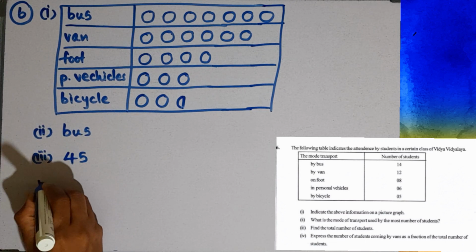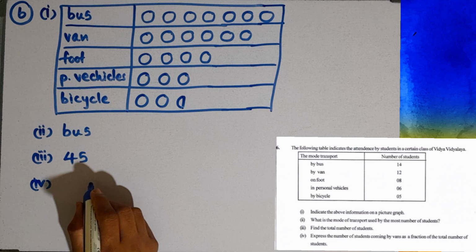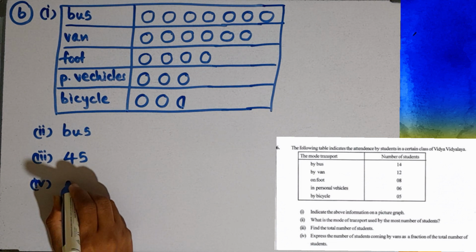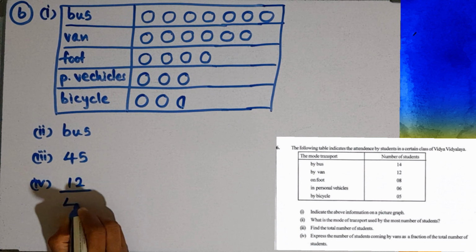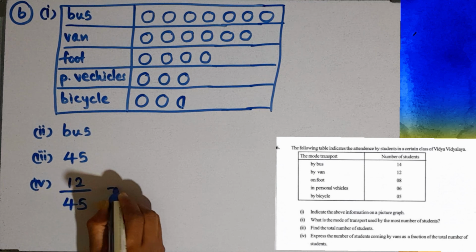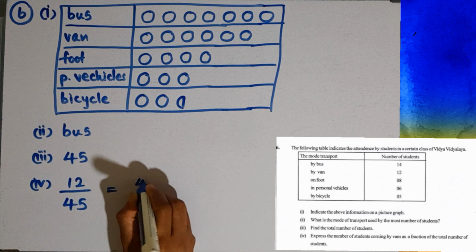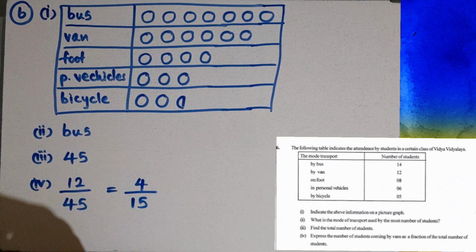Number 4, express the number of students coming by vans as a fraction of the total number of students. The number of students is 12, and the total is 45. You can simplify this by dividing by 3. 3 times 4, then 3 times 15. So the simplest answer is 4 over 15.